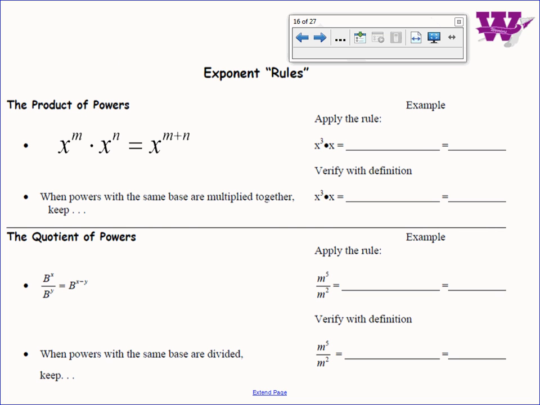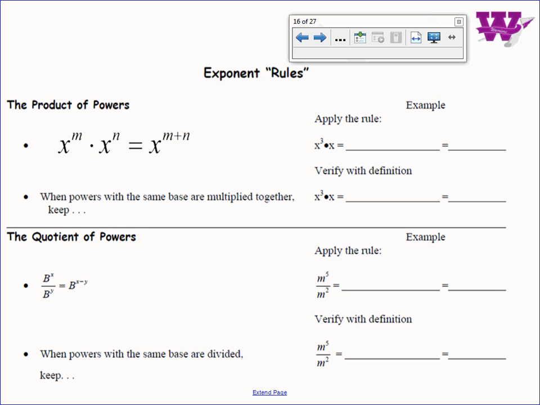Our product of powers rule was our first rule you developed in yesterday's activity 1, properties of exponents. If I take two powers, call them x to the m and x to the n, and multiply them together, my shortcut operation with the exponents is addition. So x to the m times x to the n is x to the m plus n, and we saw that in your closure as well.